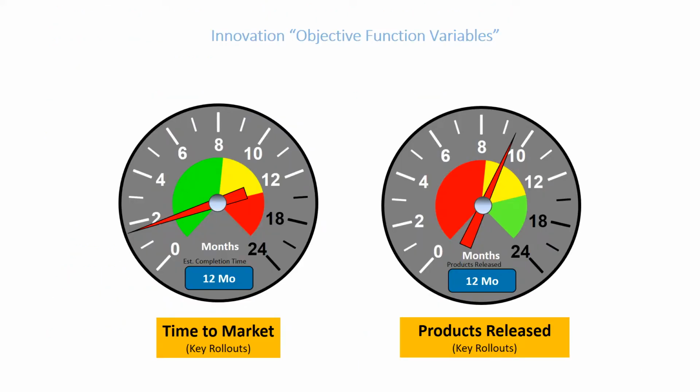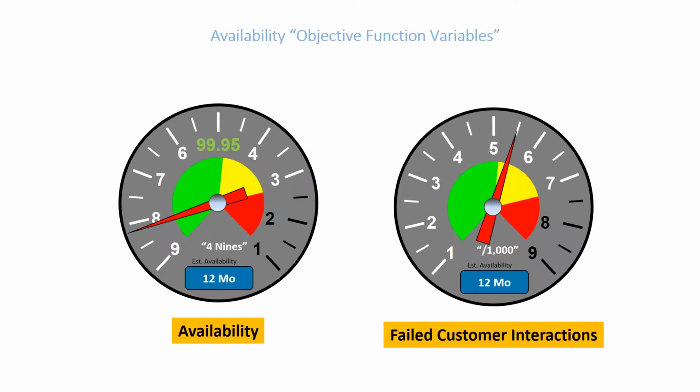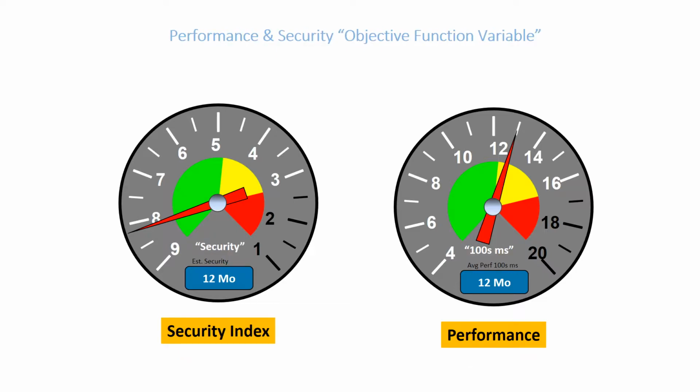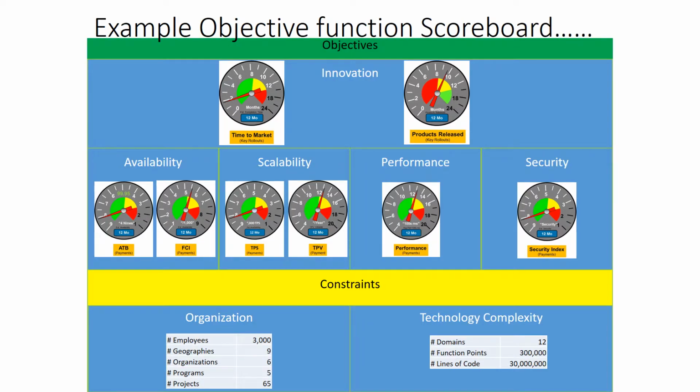So how do we go about this? What are the innovation objective function variables? Time to market, products released, availability, failed customer interaction, transactions per second, transaction volume, security index, and performance, and then you can put all this together in a scoreboard. You can take your objective function, define it in terms of objectives and constraints, and put it down as a scoreboard. So when you're looking at innovation, you can get a little more scientific about exactly how you are going to put points on the board, so to speak, with respect to innovation.